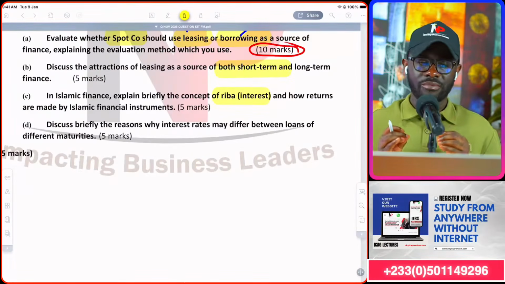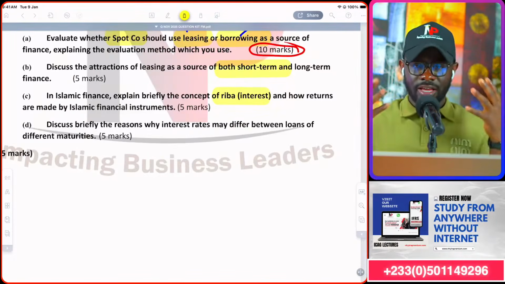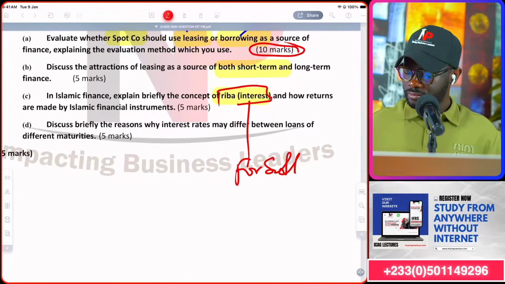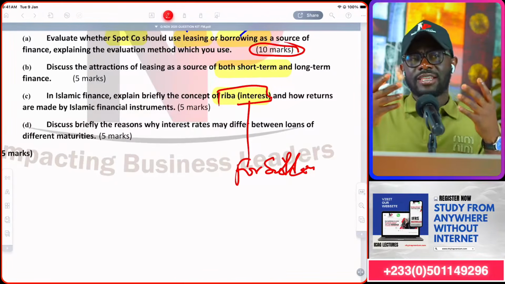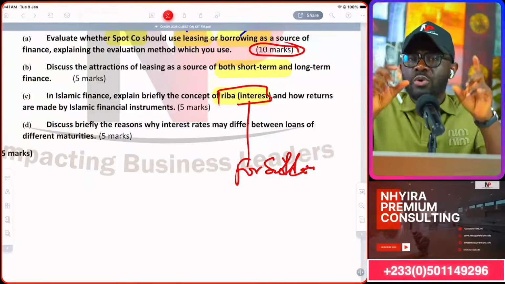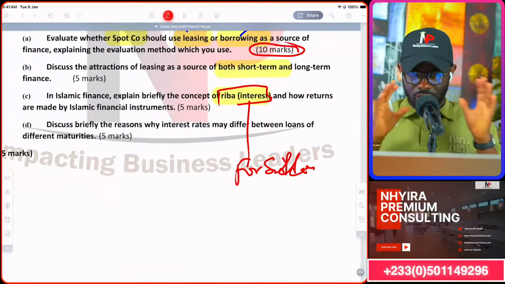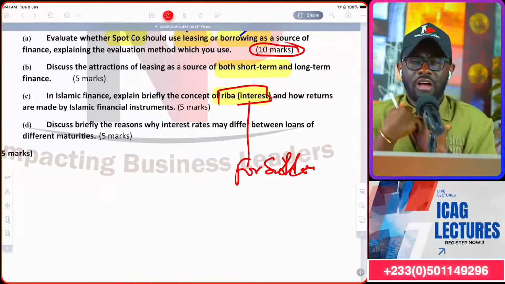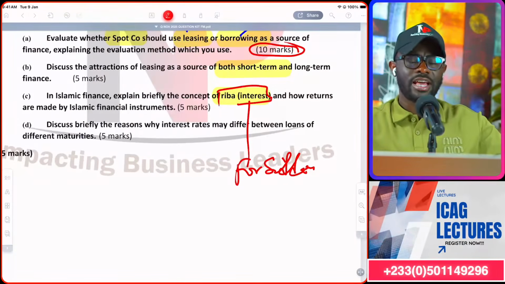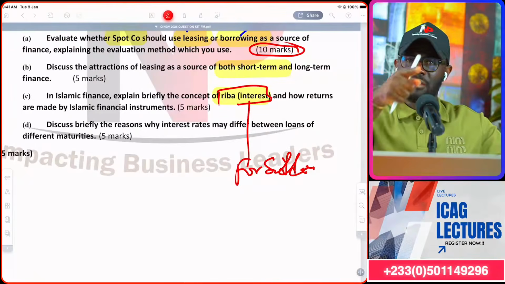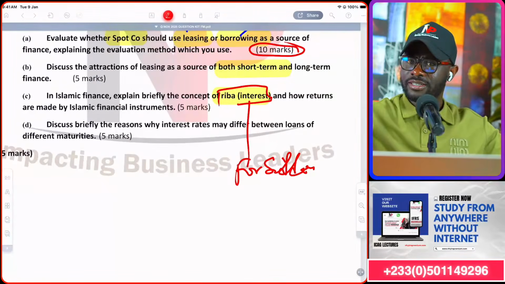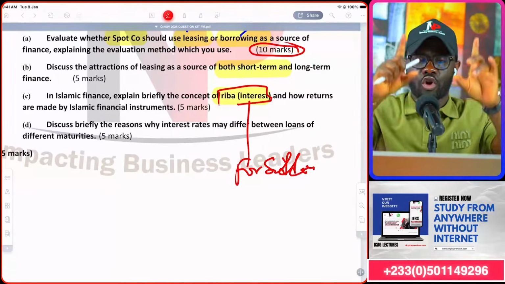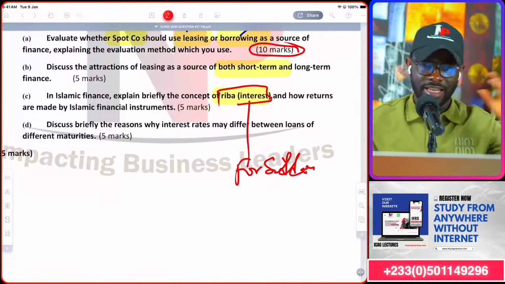Now, if you remember the concept of Islamic finance, in the realm of Islamic financing, riba or interest is forbidden. Why? Because it's like you are getting money for not doing anything. You get a concept here. So in Islamic finance, the word interest is forbidden. Because how do you give me money and say, Nhyira, pay me 20% every time? So every time you are getting 20%, but you didn't work for the 20%. You didn't do anything for me, but you are getting that money. So that is why the term interest or riba is forbidden in Islamic finance.